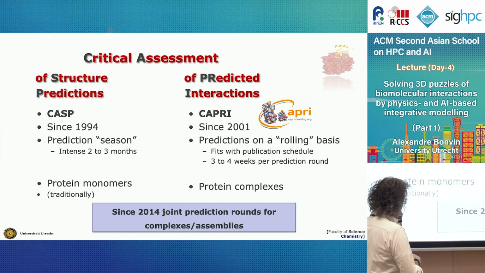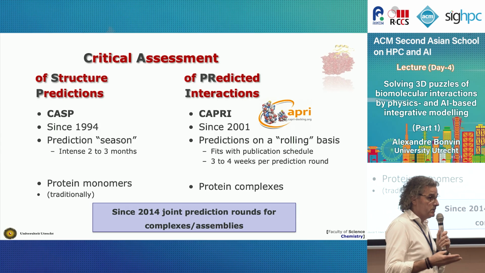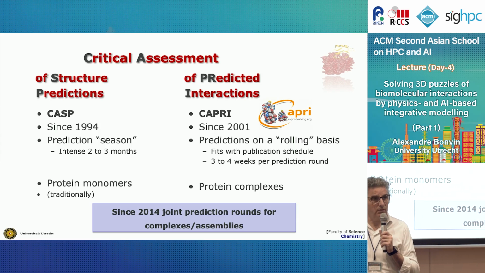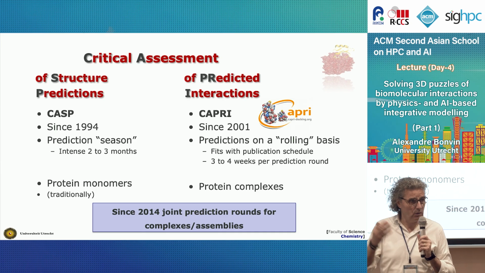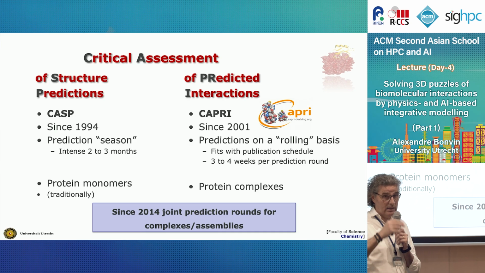CASP was born in '94. It runs basically every 2 years. And there is a prediction season of 2 to 3 months where groups are putting all their efforts basically in those 2 to 3 months to predict structures. And there's a round of CASP that's going to take place this year, starting sometime in May.